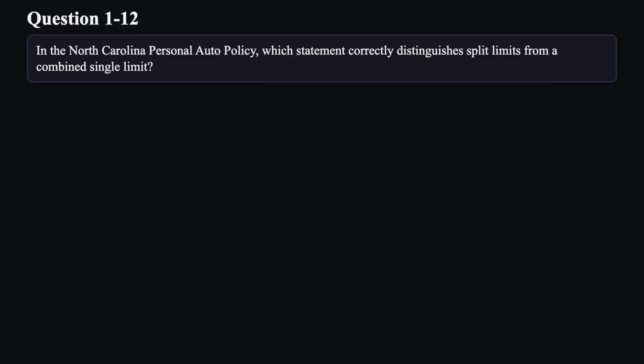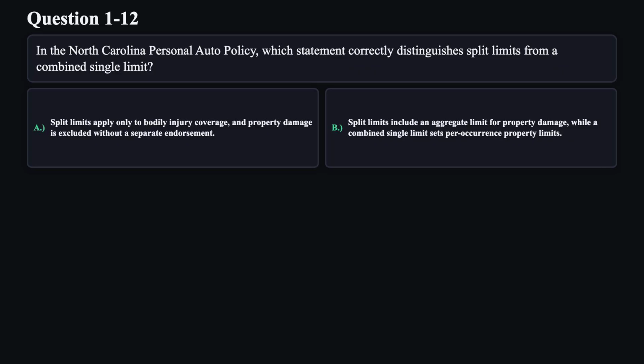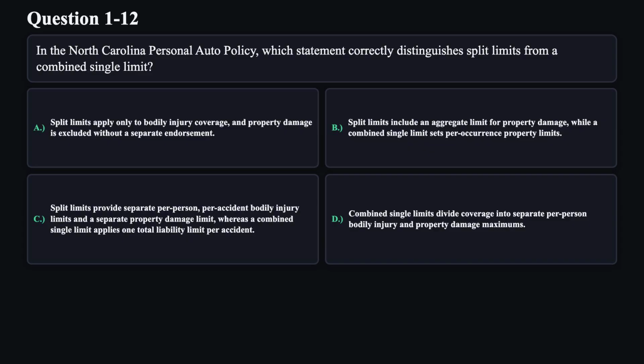Question 12. In the North Carolina Personal Auto Policy, which statement correctly distinguishes split limits from a combined single limit? A. Split limits apply only to bodily injury coverage, and property damage is excluded without a separate endorsement. B. Split limits include an aggregate limit for property damage, while a combined single limit sets per occurrence property limits. C. Split limits provide separate per person, per accident bodily injury limits, and a separate property damage limit, whereas a combined single limit applies one total liability limit per accident. D. Combined single limits divide coverage into separate per person, bodily injury, and property damage maximums.